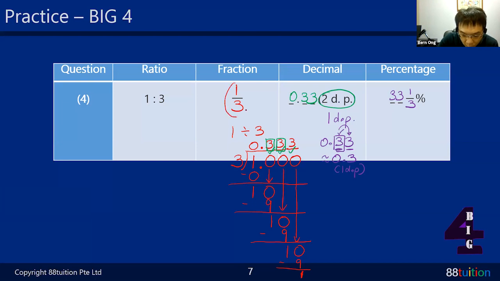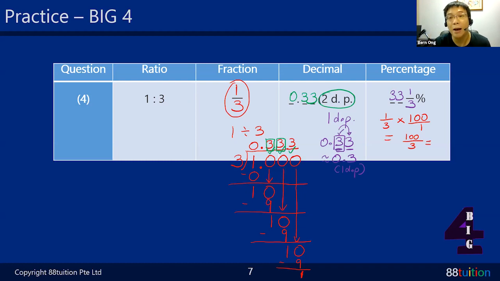So the fraction here is 1/3, right? So 1/3. Can we use 1/3 times 100? 1/3 times 100 is equal to what? Top times top, bottom times bottom. 1 times 100 is a 100. 3 times 1 is a 3. Can you see that? Then after that, you do what?